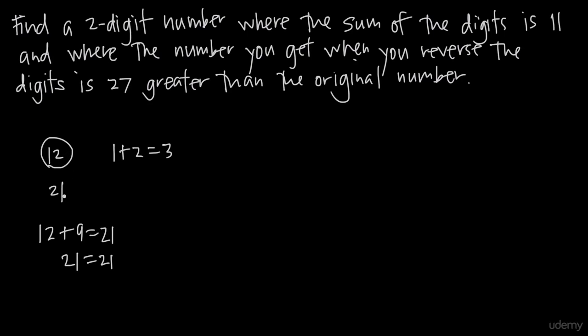They're asking us for this original number where the sum of the digits isn't 3, it's 11. And when we reverse the digits in the number, and we get 21, this value here, 21, is actually 27 greater than our original number, not 9 greater like in this example. What is this number going to be? How are we going to figure that out?